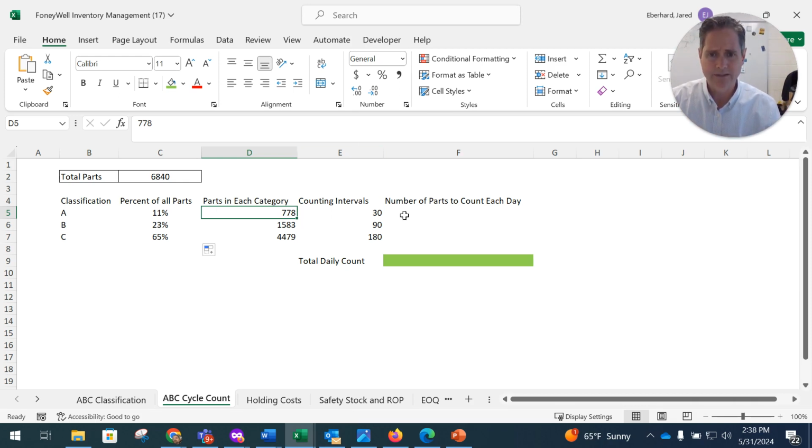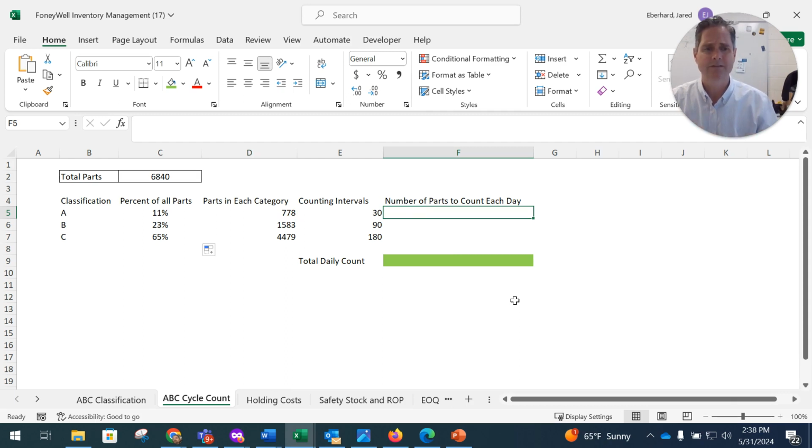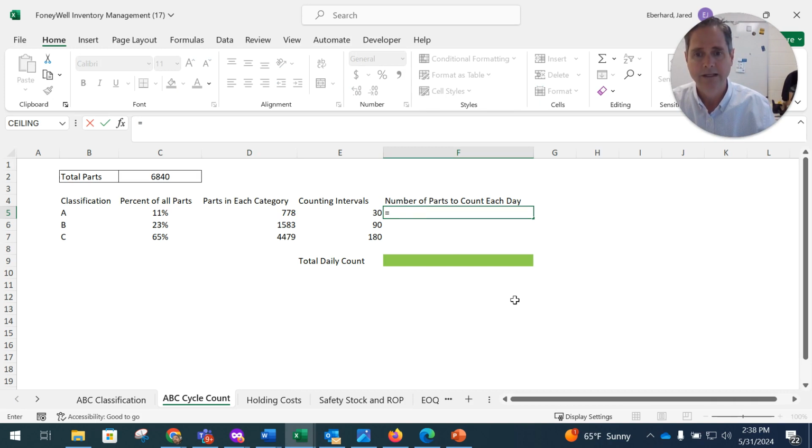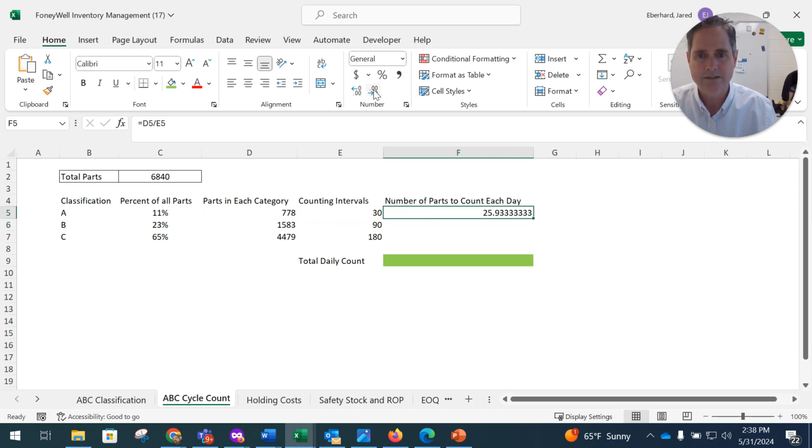For my A parts, I want to count all 778 of them at least once every 30 days. So that would mean I'm taking my 778 divided by 30. That means I need to count roughly 26 parts a day. So if I have someone go out and proactively count 26 of those parts and make sure all the inventory records are accurate, over a 30-day time period, I will have counted all 778 parts. Drag that formula down.